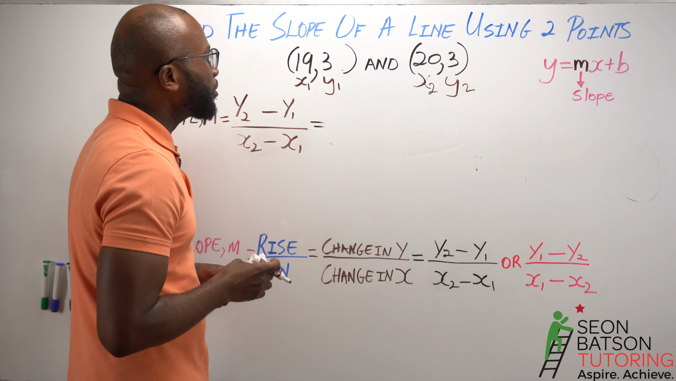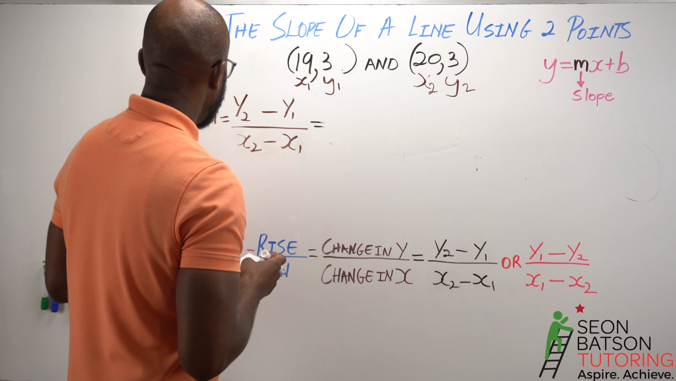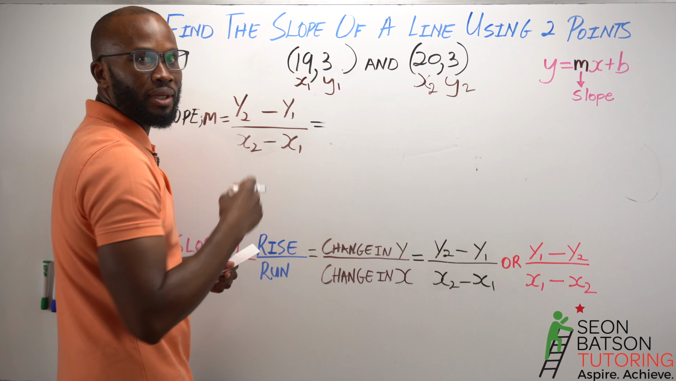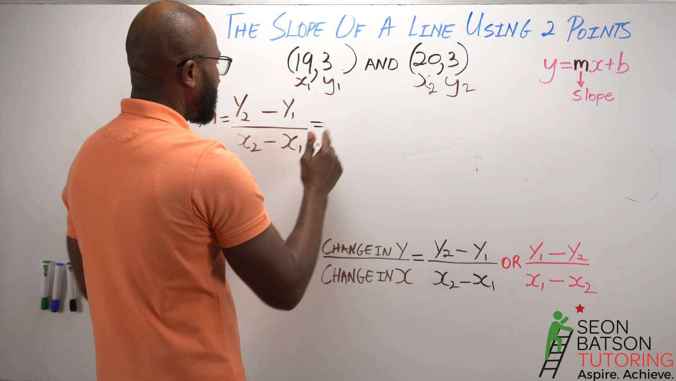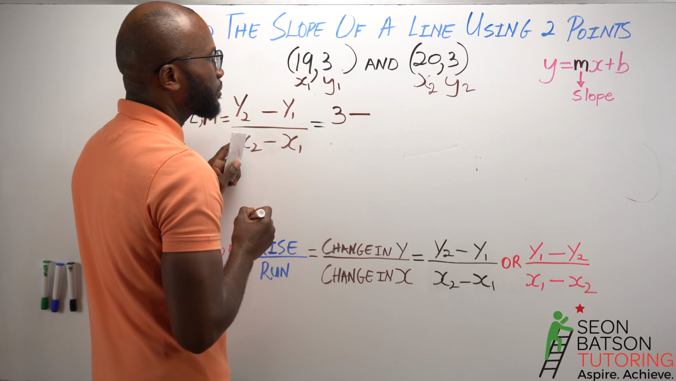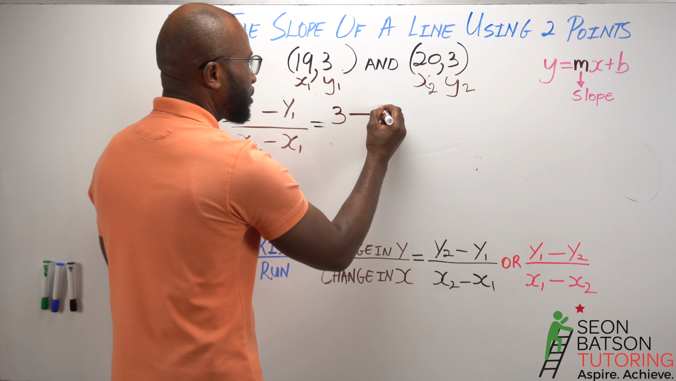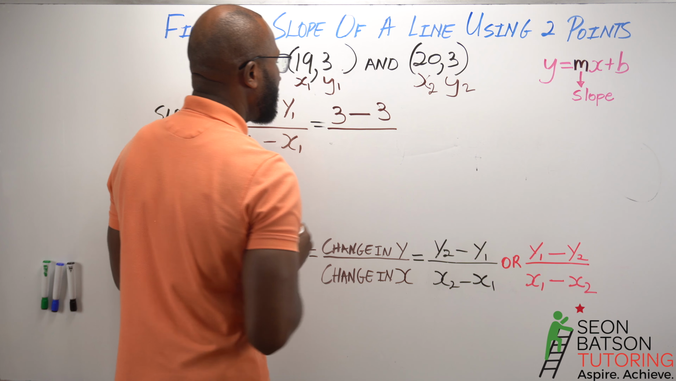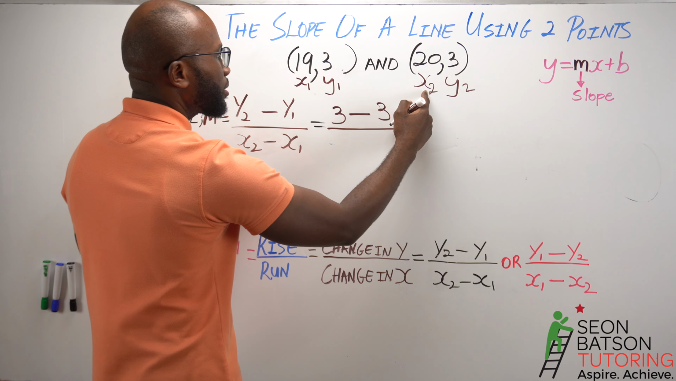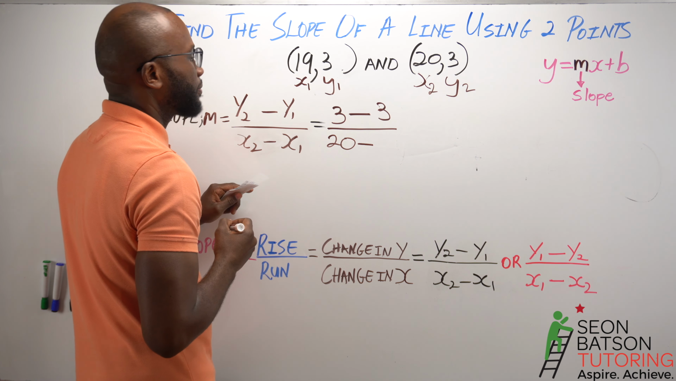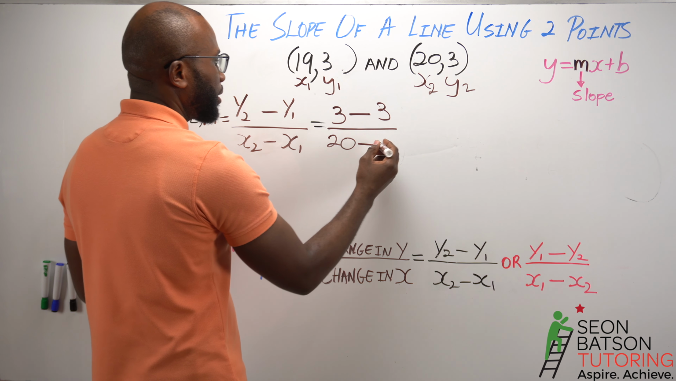Now that we have labeled the coordinates from each point, we will put the coordinates into the formula. y2 is 3 minus y1 is 3 as well. Now we go to the denominator. x2 is 20 minus x1 is 19.